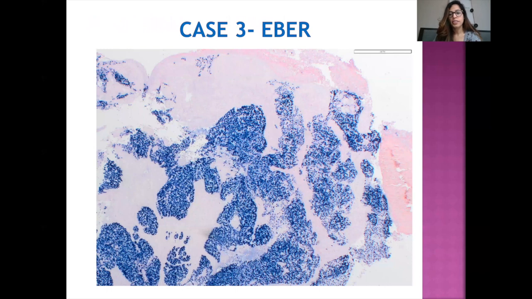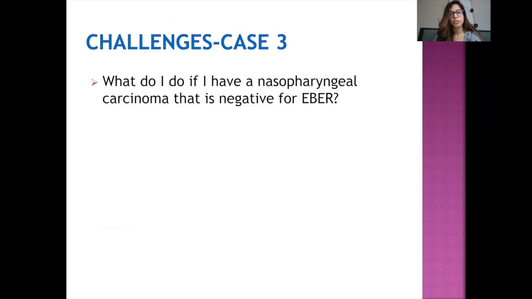So this was the EBER in that case. And when it's positive, it's very overtly, easily interpretable as positive. It's a blue color, and so you can readily identify that almost all tumor cells seem to be expressing EBER. So it's EBV associated, and this is nasopharyngeal carcinoma.